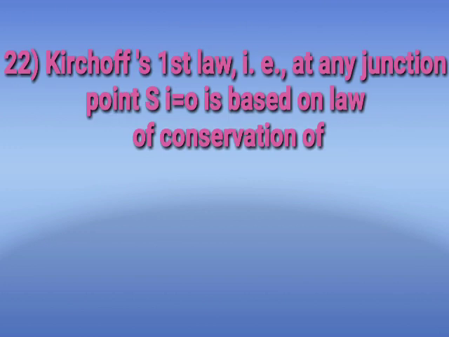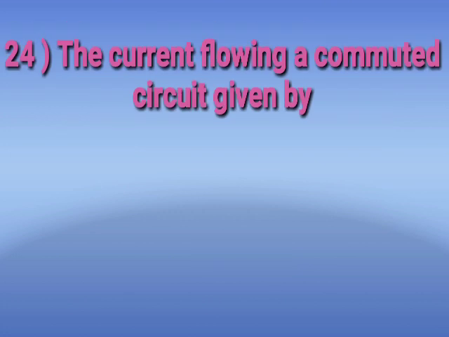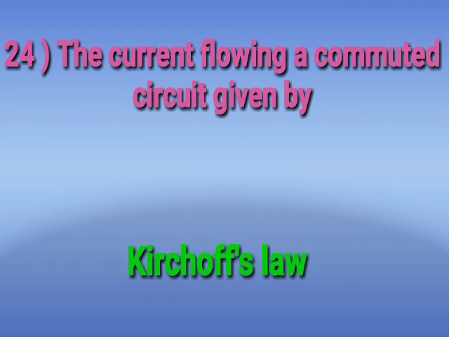Kirchhoff's first law, that is at any junction the sum of currents equals 0, is based on law of conservation of charge. Kirchhoff's second law, that is in any circuit sum of I r equals sum of E, is based on law of conservation of energy. The current flow in a complex circuit is given by Kirchhoff's law.